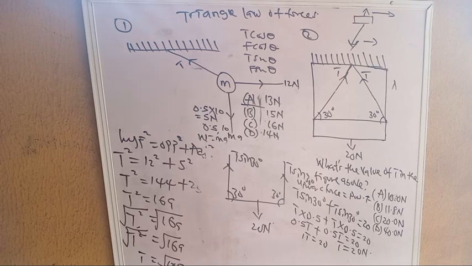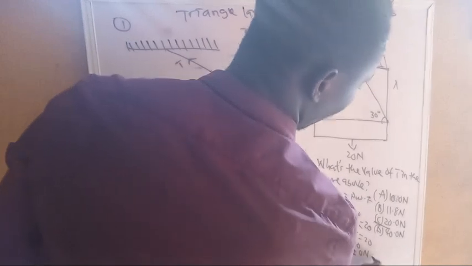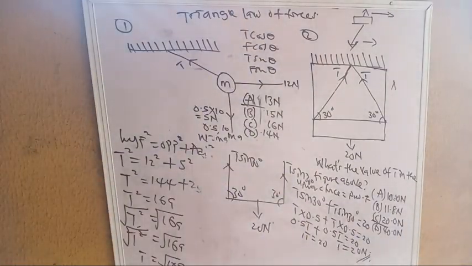All right. So that is basically how to resolve that. So where's the option? Option C is the correct option, 20 Newton. So that is how to resolve the other examples of triangular forces.